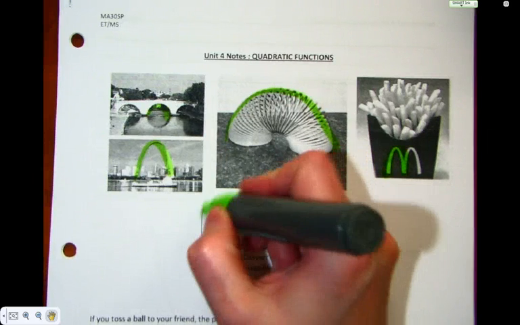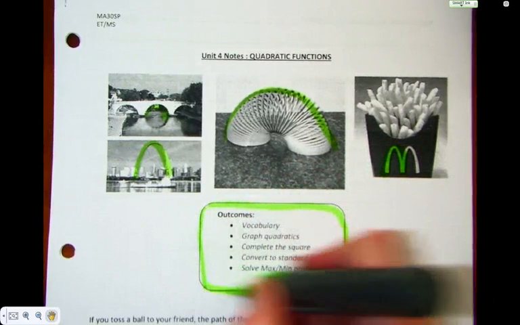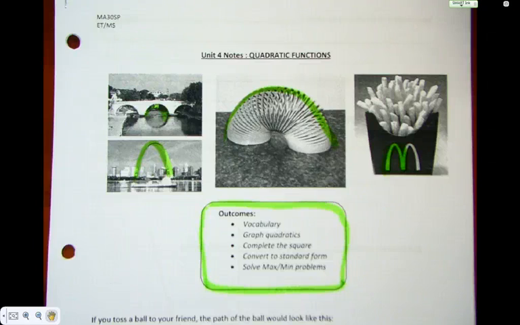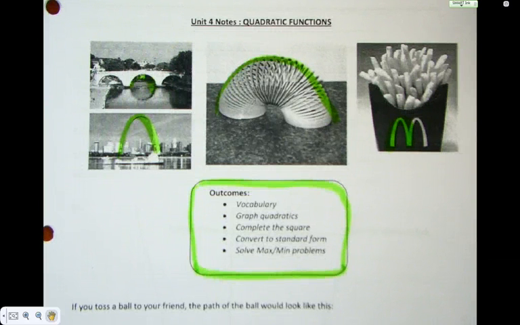Here's what we're going to be looking at today, just some vocabulary, get used to talking about this kind of graph, and then we're going to graph them. We're going to go back to completing the square. We're going to convert to standard form, and then the big thing at the end is called maximum problems. This is our first unit that's going to have a lot of graphing. So is Unit 5 and Unit 7 and Unit 8. We're going to graph our butts off this semester.